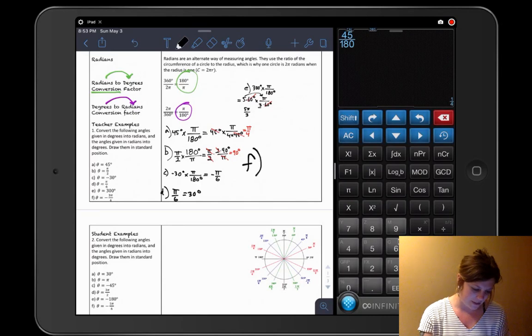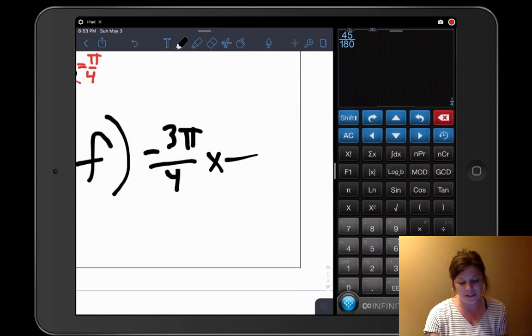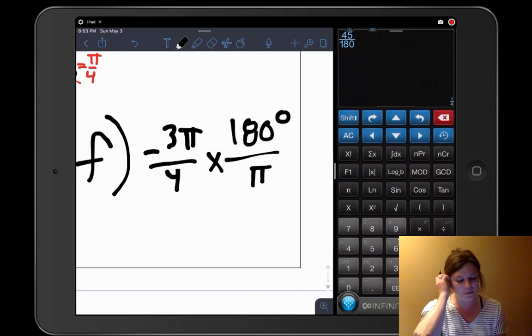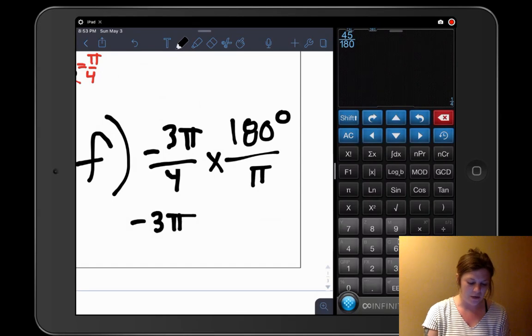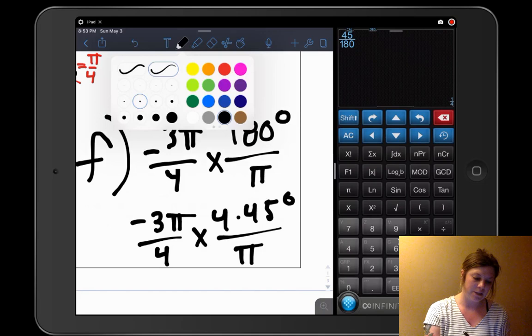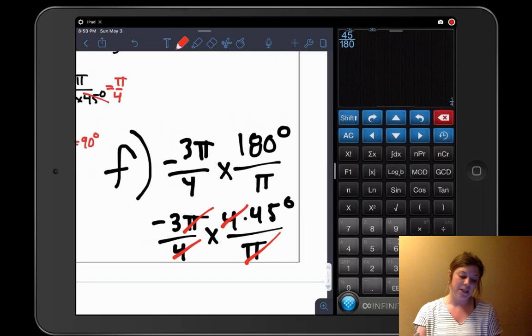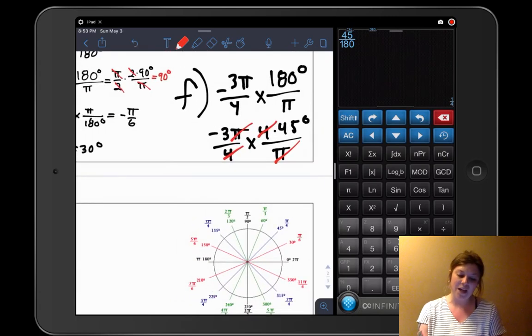F is negative 3 pi over 4. I'm going to try and get rid of the pi, which means I need to put the pi on the bottom. I know 45 times 4 is 180, so I'm going to do negative 3 pi over 4, that's going to stay the same, times 4 times 45 degrees over pi. And then I know the pi's simplify to 1, and the 4s are going to simplify to 1, and then 3 times 45, that's 135.